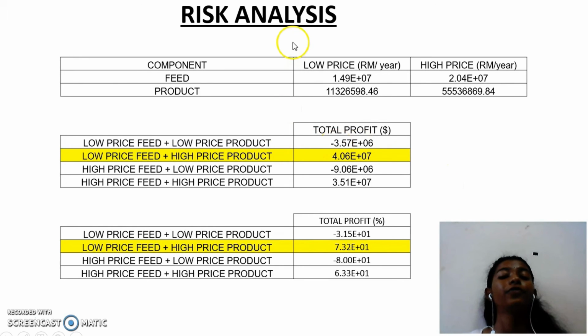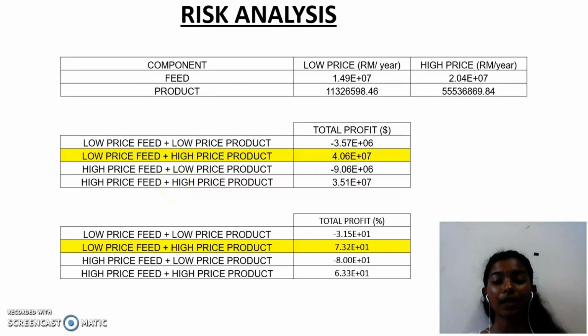Alright, and for the risk analysis, we have lower price and higher price. For now, we neglect the average price. We have the feed and product, and over here we have the profit we gain if we vary the price of feed and product. Over here we have low feed price and low product price, which both are low. Over here we have both when both are high.